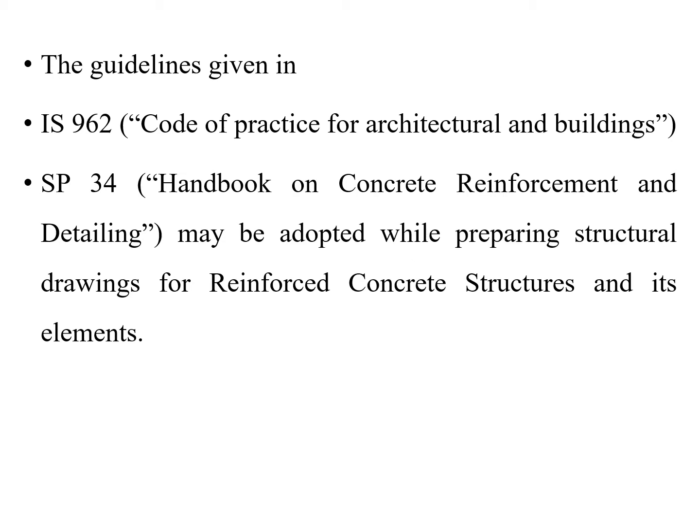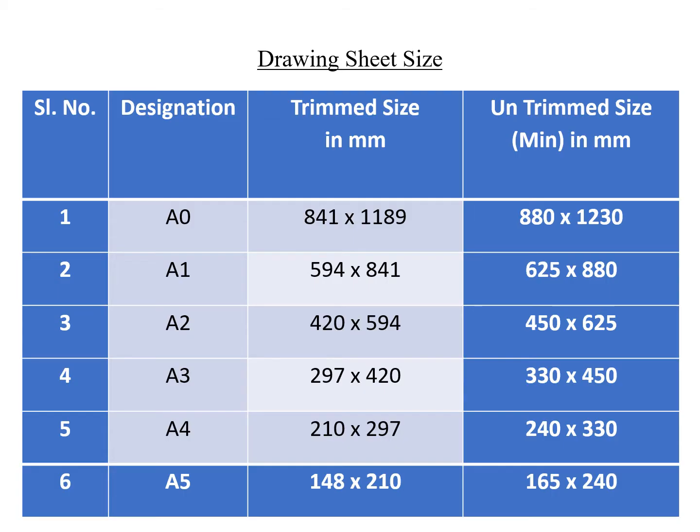The guidelines of detailing depend mostly upon IS 962, the Code of Practice for Architectural and Engineering Drawing for Buildings, and SP 34, Handbook on Concrete Reinforcement and Detailing, which may be adopted for preparation of drawings for reinforced concrete structures and their elements. Starting with the different sizes of paper, which is a basic tool for engineering drafting, the designation of a paper starts from A0 to A5. The cross section starts from 841 millimeters to 210 millimeters. The trimmed size is different and the untrimmed size is different, and a slight deviation may be observed.